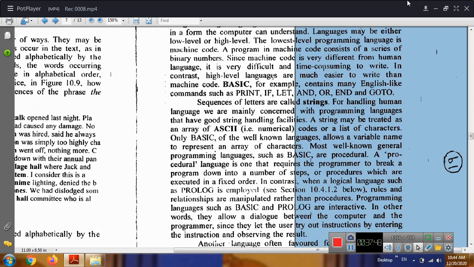In contrast, high level languages are much easier to write than machine code. BASIC, for example, contains many English-like commands such as print, if, let, and, or, and go to. Sequences of letters are called strings. Here we will be familiar with another term, which is strings. Sequences of letters are called strings.